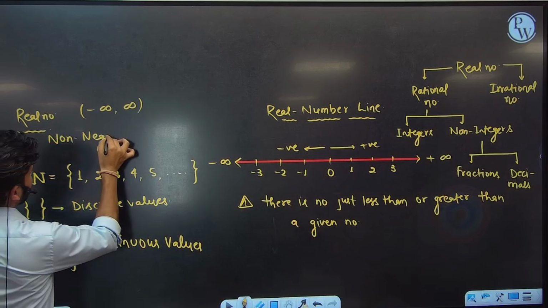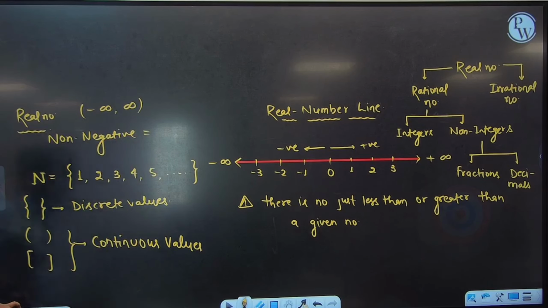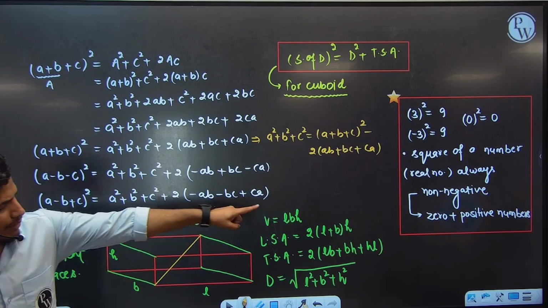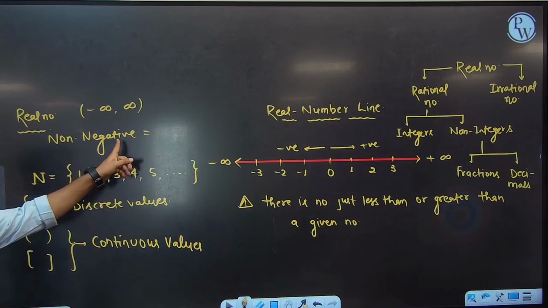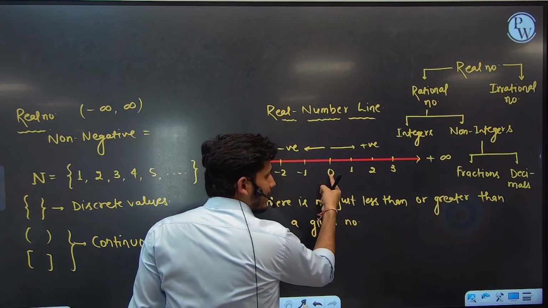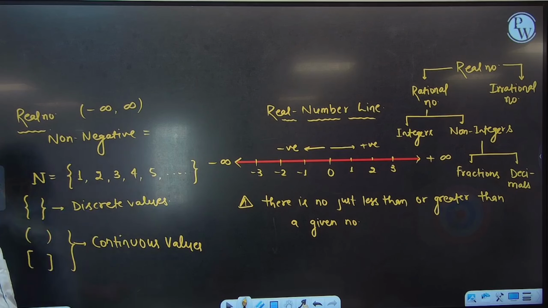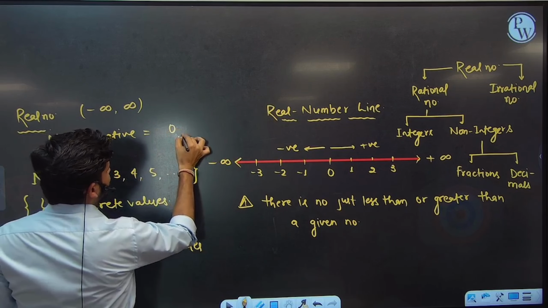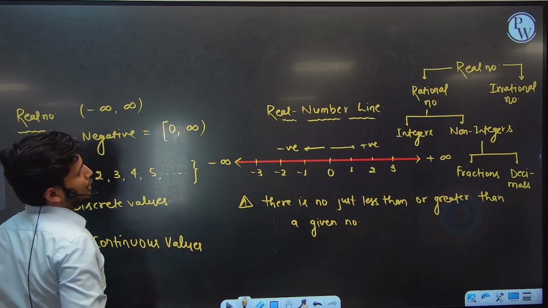Now tell me, non-negative values. What will be the set? Non-negative: 0 plus positive numbers. From here till infinity. Here 0 to infinity. Now 0 is included, so we use a closed bracket for 0.